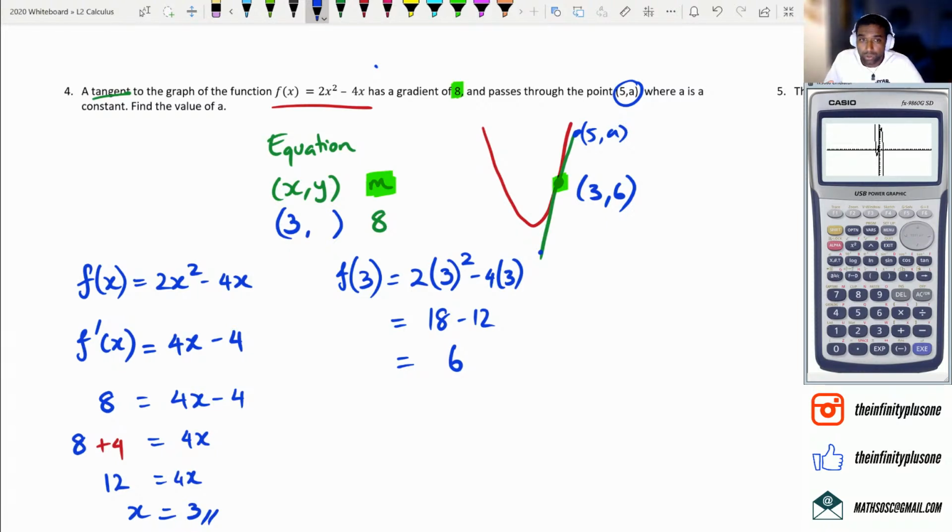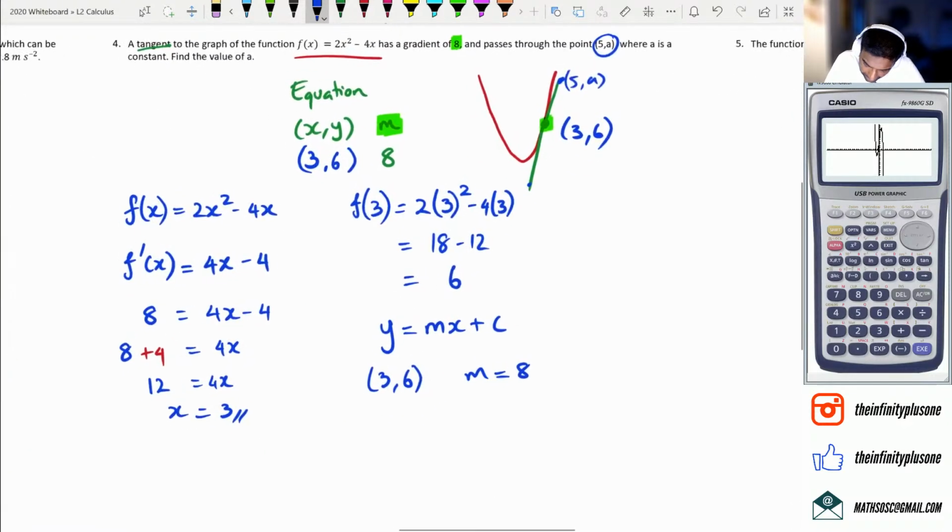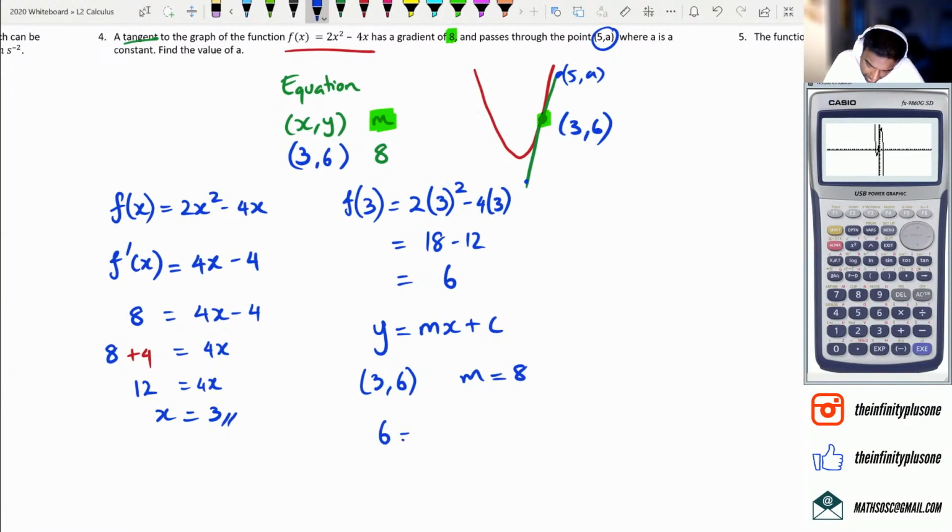So now that we've got the coordinate and the gradient, we can write the equation of a straight line. We talked about earlier whether we can use y equals mx plus c or the equation of the line. I'm going to use y equals mx plus c. My point is 3, 6, and the gradient is 8. So I end up with 6 is equal to 8 multiplied by 3 plus c. 6 equals 24 plus c. Therefore, c is equal to minus 18.